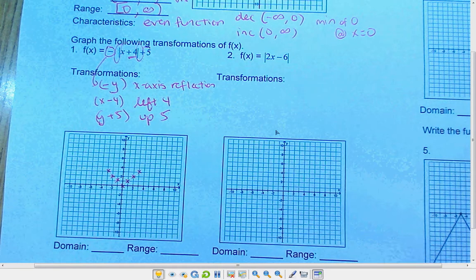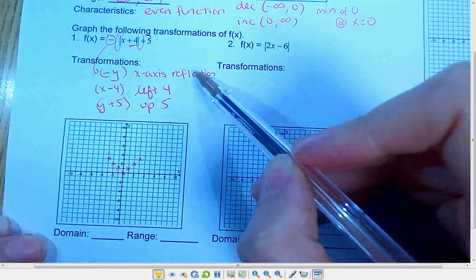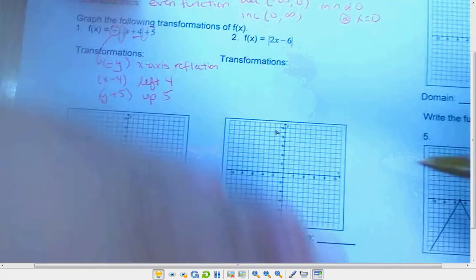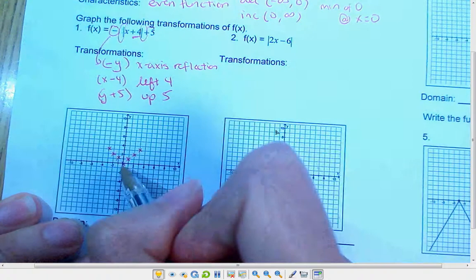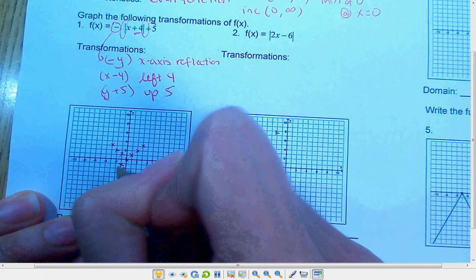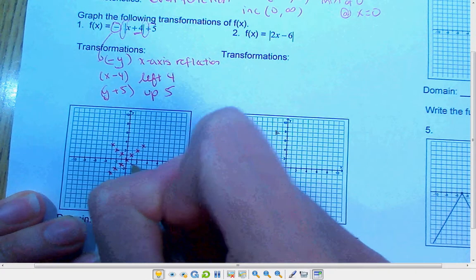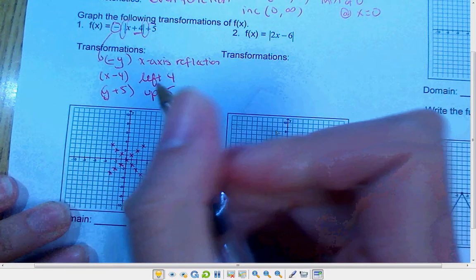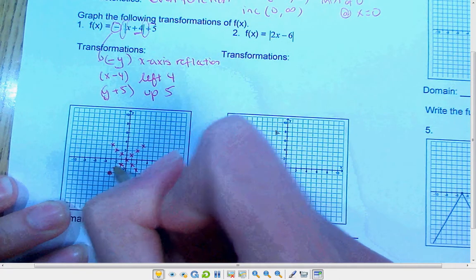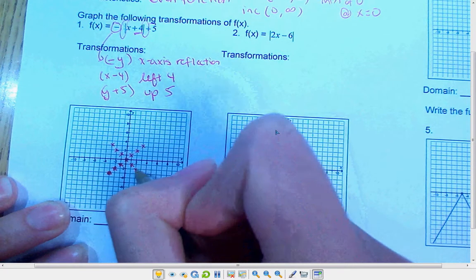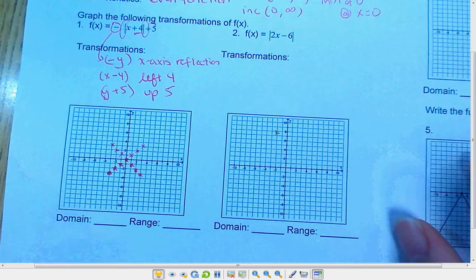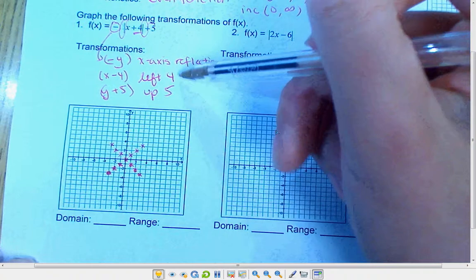Which one am I going to do first? The reflection. So I'm going to start off by reflecting all these over the x-axis. So from the top, I'm going to reflect it over to the bottom. So (0, 0) stays there, but this is now going to be opening downward instead of upward. So these are all the points now. And these are the points that I'm now going to shift left 4 and up 5.